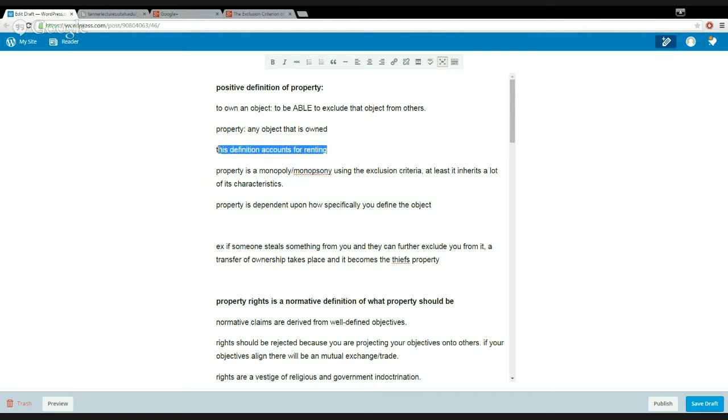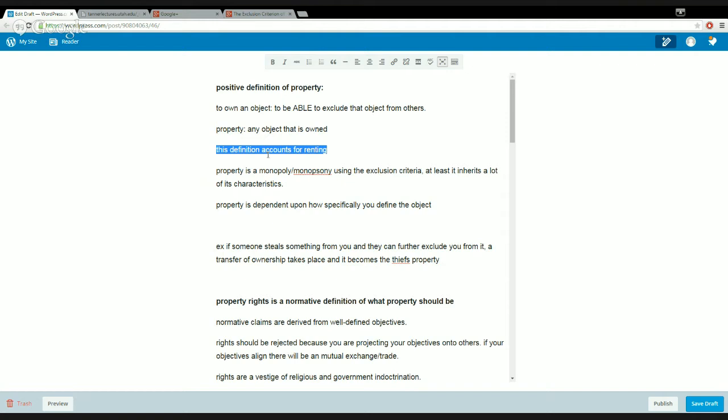So you can see this definition accounts for renting. If you rent something out, your ability to exclude him from further use due to non-payment of a rental fee or whatever, that determines if it's still your property or not. So if you rent something out and you can't get it back, it becomes his property.